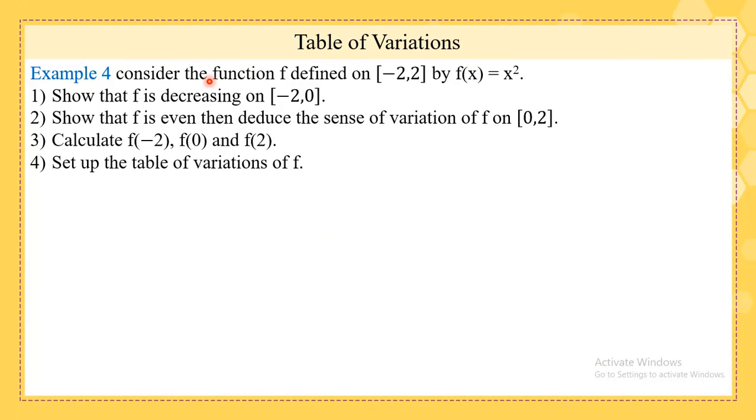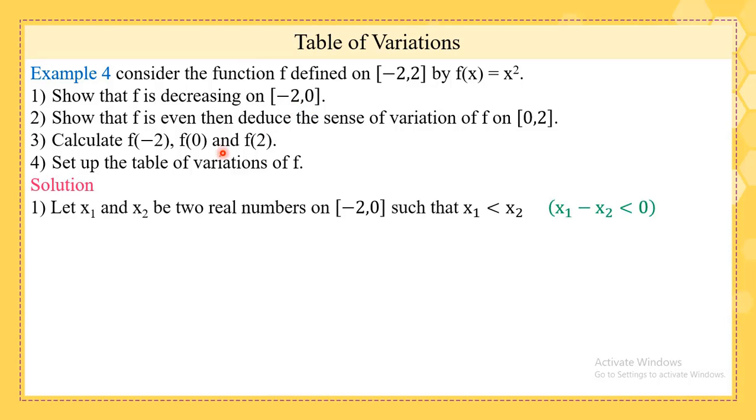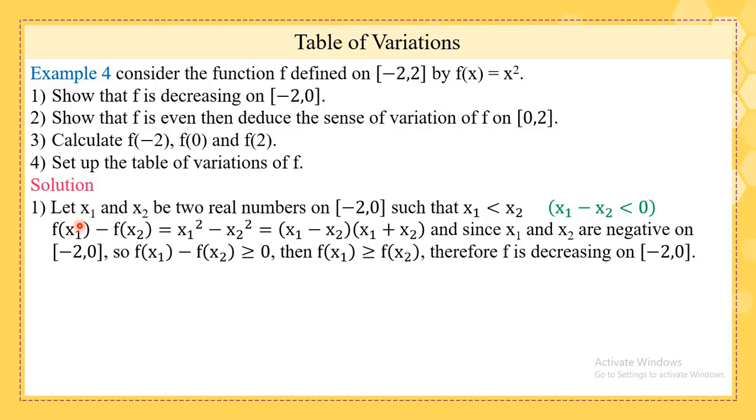Now, example 4. Consider the function f defined on [-2, 2] by f(x) equals x squared. Show that f is decreasing on [-2, 0]. Let x1 and x2 be two real numbers on [-2, 0], such that x1 is less than x2. f(x1) minus f(x2) is equal to (x1 minus x2) times (x1 plus x2). Since they are both negative, f(x1) minus f(x2) is greater than or equal to 0, and then the function is decreasing on [-2, 0].